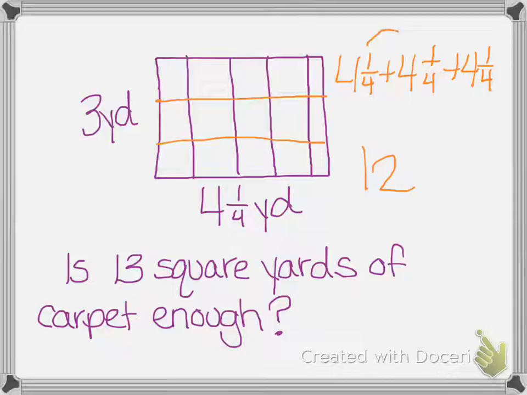And then 1/4 plus 1/4 plus 1/4. The denominator stays the same, which would be 4. 1 plus 1 plus 1 is 3. So the area of carpet needed is 12 3/4 yards squared. If she buys 13, that's a little bit too much, which is perfect. They can just use the scrap.